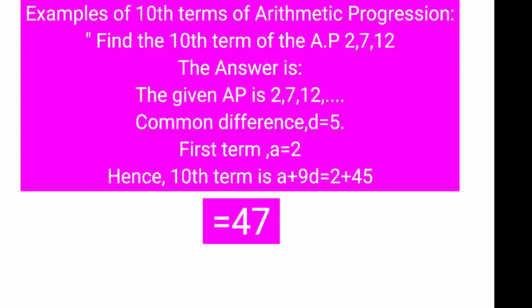And another example of the nth term of an arithmetic progression. Find the 10th term of the AP 2, 7, 12. The answer: the given AP is 2, 7, 12. Common difference d equals 5. The first term is a equals 2. Hence, the 10th term is a plus 9d equals 2 plus 45, and the answer is 47.